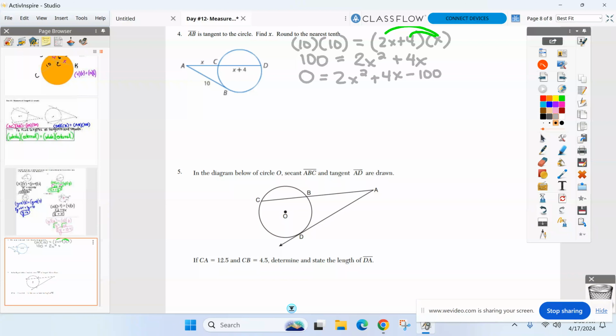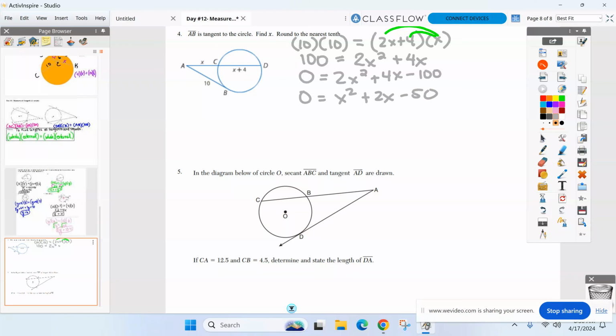Why don't we just divide everything by 2. You can't just pick and choose what you divide by 2. You do have to divide everything up there by 2, including the 0. But is that going to affect it? 0 divided by 2 is still 0. So if you divide by a number, in this case 2, you got to divide everything. Divide by 2, we get x squared. Divide by 2, we get 2x. Divide by 2, we get negative 50.